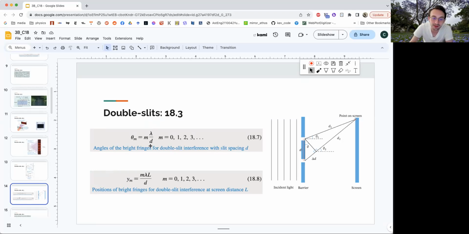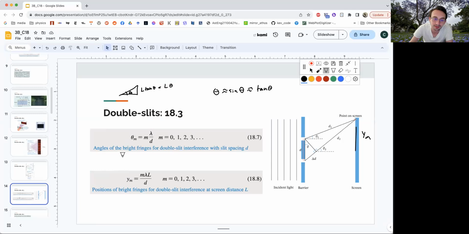So anyways, what we can do is use the fact that for small theta, the angle is basically equal to sine theta, which is basically the same as tan theta, as long as we're using radians. So if we want to figure out this y value, how high up is the nth maximum, then we have a right triangle with this theta, and this height here will just be L tan theta, but since our angle is small, this is just L times theta.